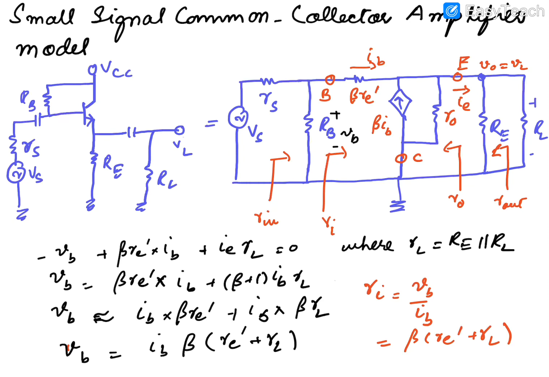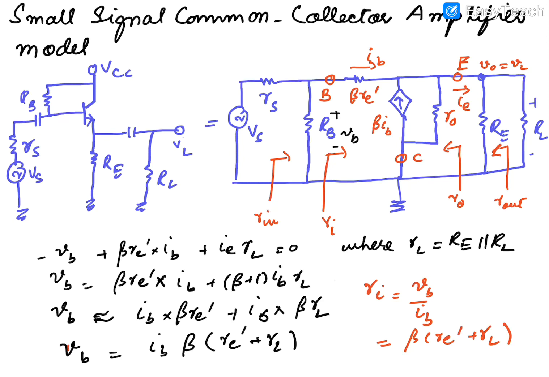And from collector to emitter, a current flows which is equal to beta times IB. This is the current IC, and this is shown by a control current source, and in parallel with beta IB is R0, the internal resistance of the collector to emitter terminal. This is the output resistance, because in case of common collector configuration also the output side is from collector to emitter. So this is R0 in parallel with beta IB.